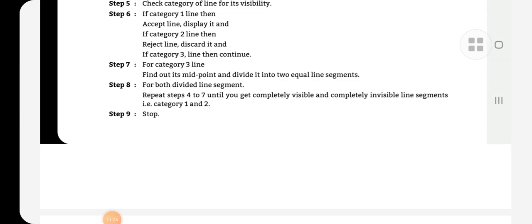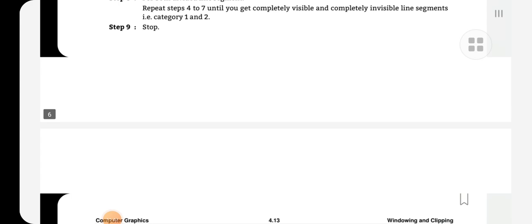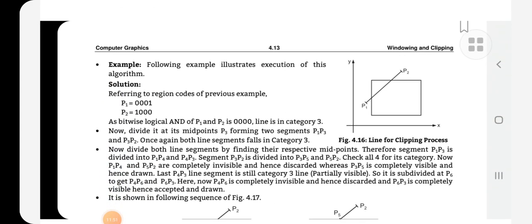If it is a category 2 line, then reject the line and discard it. And if it is a category 3 line, then continue. For the category 3 line, find its midpoint and divide it into two equal line segments. For both divided line segments, repeat steps 4 to 7 until you get completely visible and completely invisible line segments in category 1 and 2. And after that, stop.